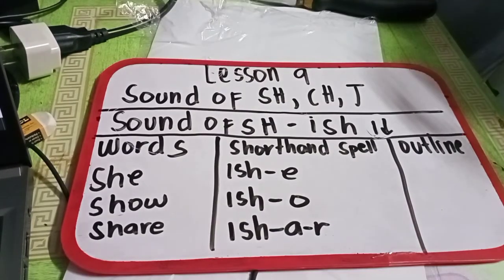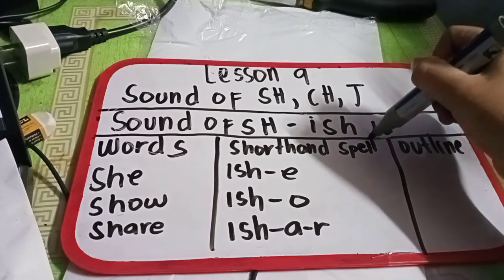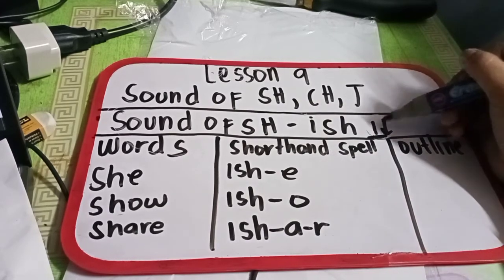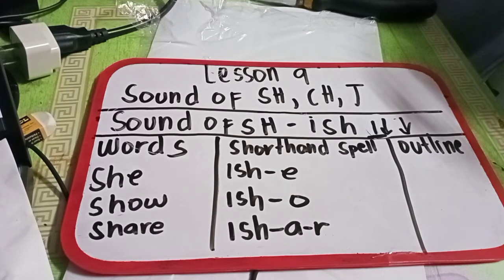So let's proceed to the sound of SH. It is pronounced as ish. The sound of ish is represented by a short downward straight, which is like this, from here to there. Just like that. So I have 5 examples of sound of ish.